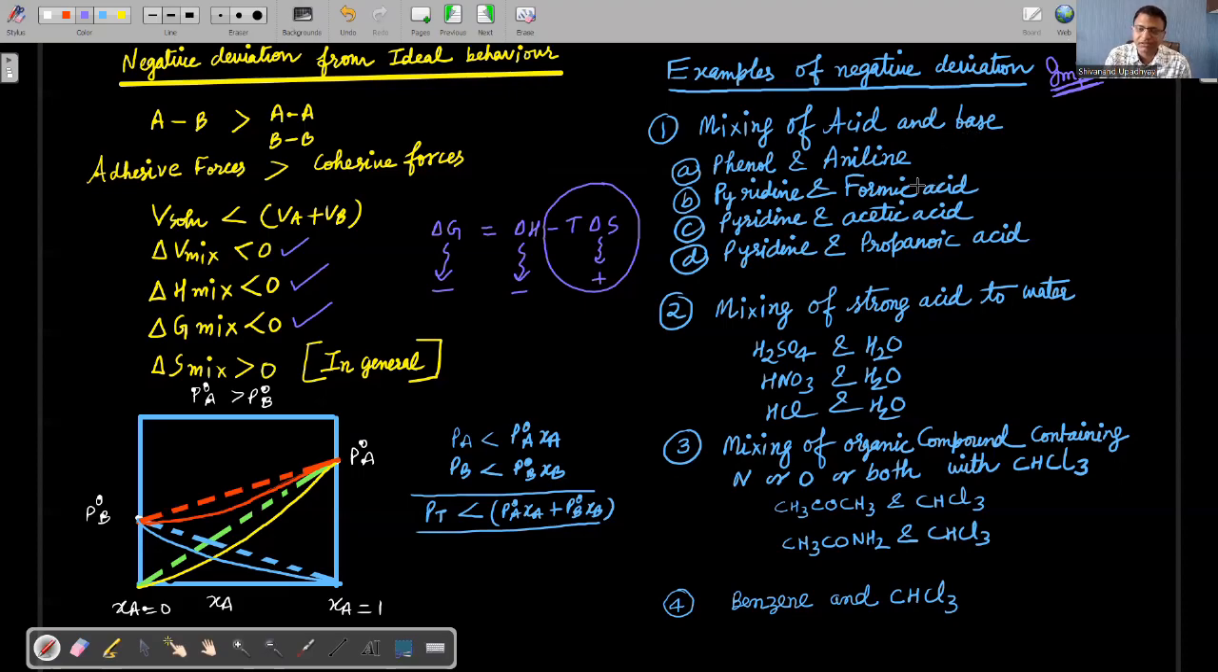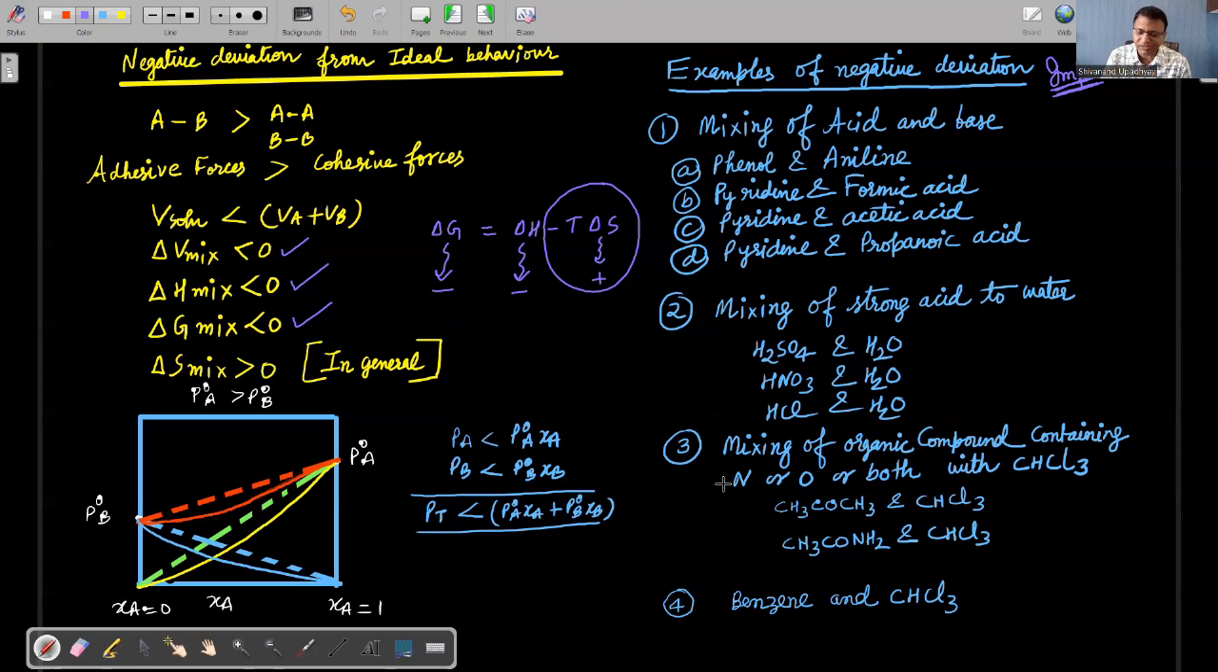Then the second example, when we add strong acid in water, like in lab, you know that H2SO4 is a liquid. When this H2SO4 is added to water, it is an exothermic process, because this H2SO4 will ionize, and due to hydration of those ions, more energy will be released. So it is an exothermic process. So H2SO4 is a liquid when it is mixed with water. HNO3 is a liquid when it is mixed with water. HCl is a liquid when it is mixed with water. Then it is an example of negative deviation.